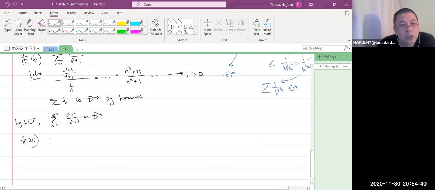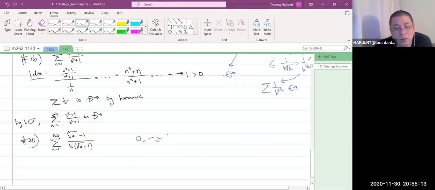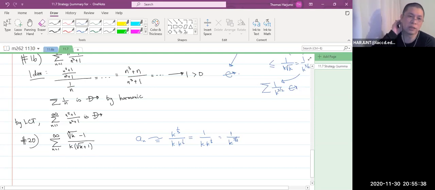Number 20, the series from 1 to infinity, is it from 1? Yeah, that's from 1, of cube root of k minus 1 over k times square root of k plus 1. My hint is this term is positive, at least non-negative, and similar to k to the 1/3 over k times k to the 1/2. That's 1 over k times k to the power of 1/6, k to the 7/6. So I think I will compare it with 1 over k to the 7/6.